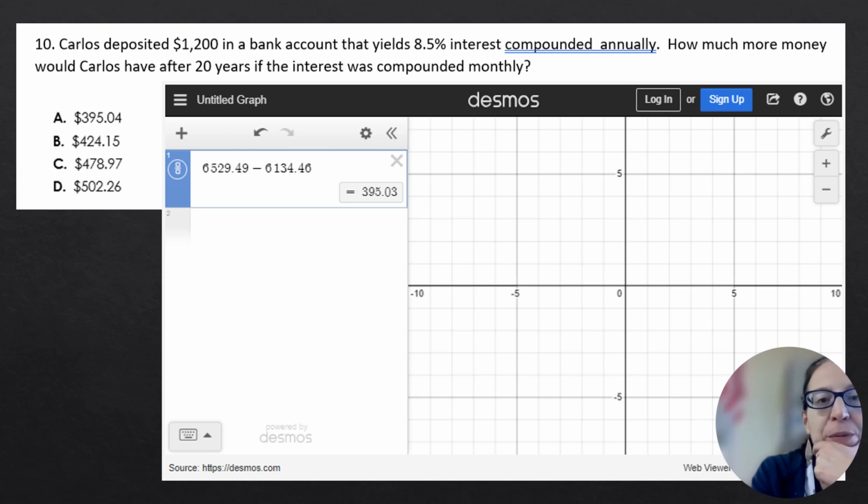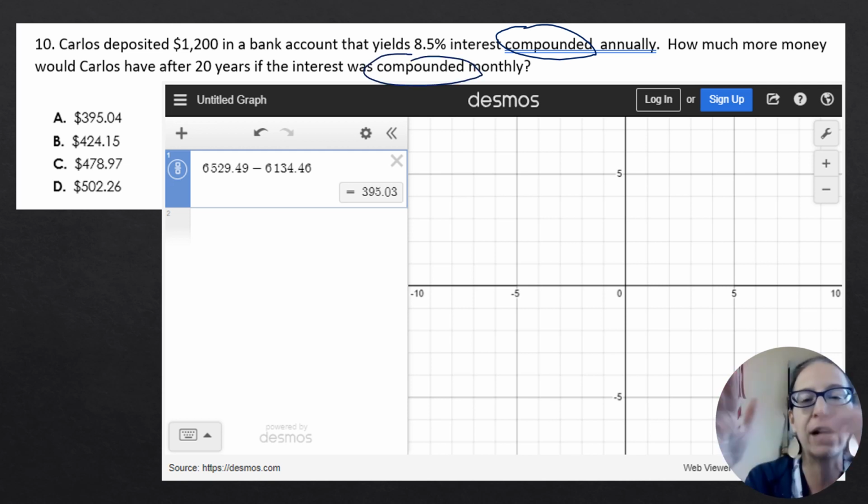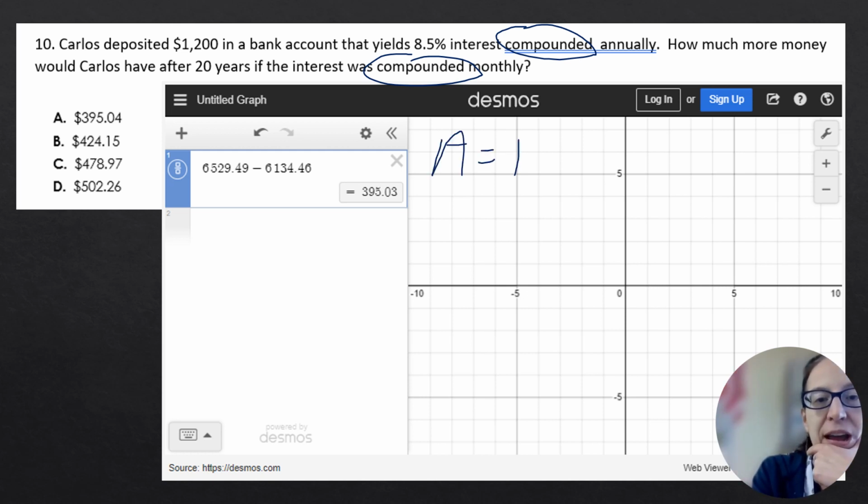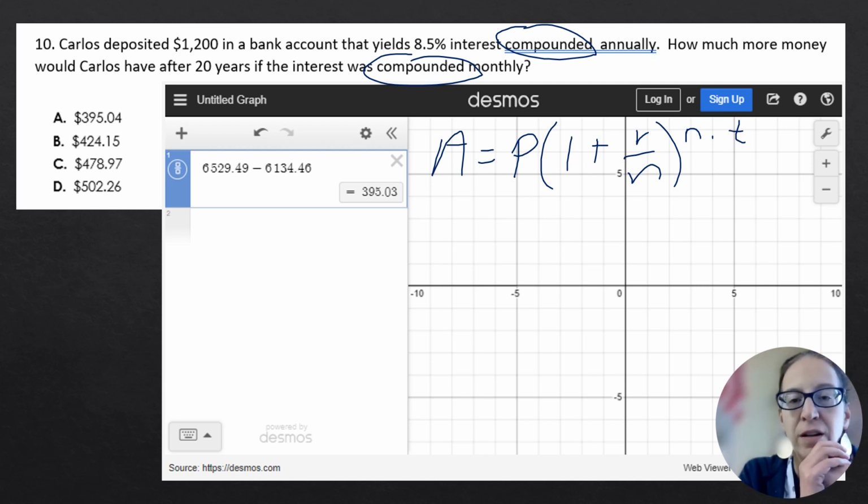So this is compounded annually. Notice it doesn't say compounded monthly. It doesn't say compounded continuously. So that's your tip off that you're going to use the other formula, which is A equals P times 1 plus r over n, all to the n times t. I think that's it.